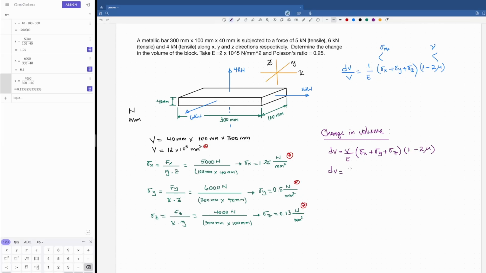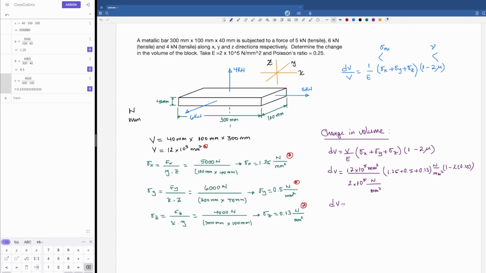Then dV, I'm going to substitute the values. It's going to be 12 times 10 to the power of 5 millimeters to the power of 3 divided by E, which is 2 times 10 to the power of 5 newtons per square millimeter. That multiplies these three normal stresses, and again, I need to repeat it, normal stresses are the only ones that change the volume of the body. Shear stresses are the ones that deform the body. So I'm going to write it like this: 1.25 plus 0.5 plus 0.13, in newtons per square millimeter, and this multiplies 1 minus 2 times Poisson's ratio, which is 0.25.